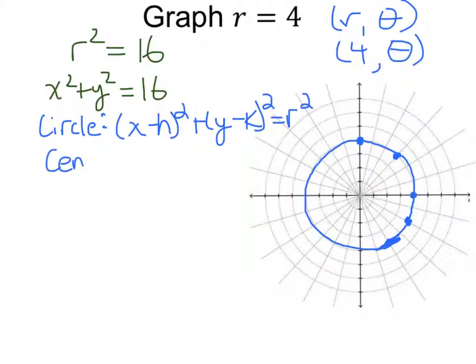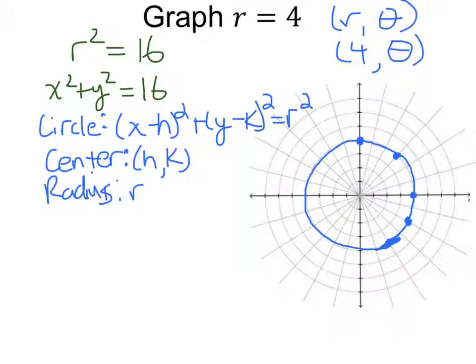Notice with all equations of circles, h, k is the coordinate of your center, and r is your radius. Of course, the equation there has r squared. But notice here, I'm not subtracting anything from x here. And so my h is 0. And I'm not subtracting anything from the y here. That means my k is also 0.